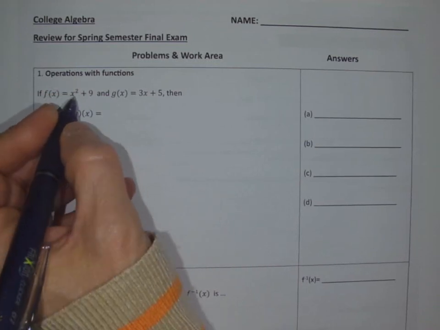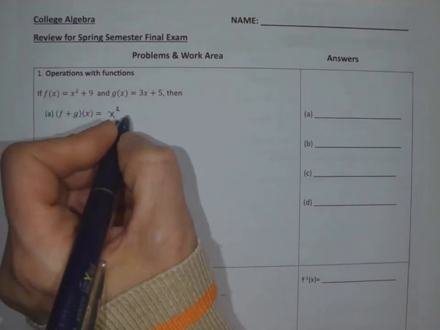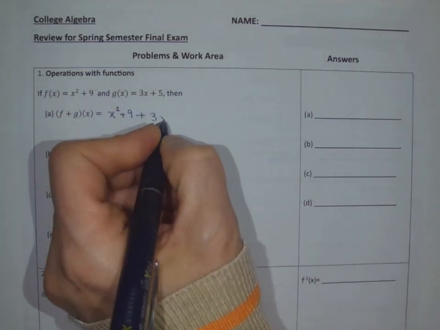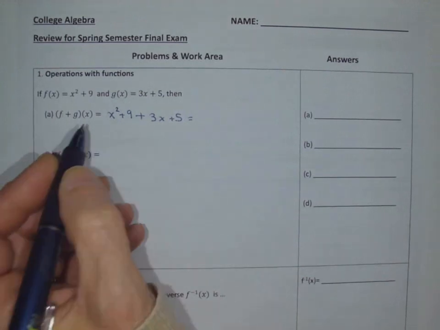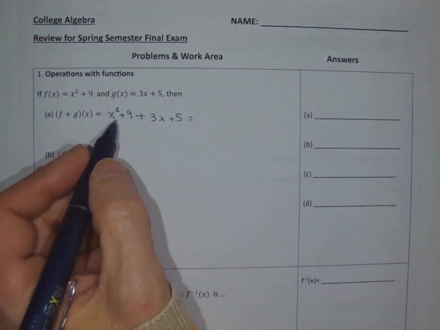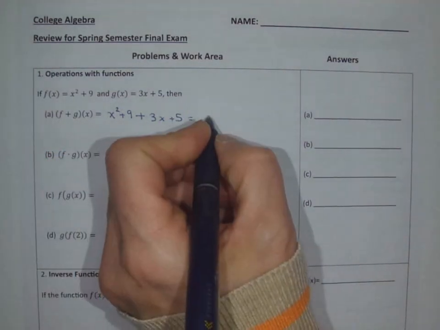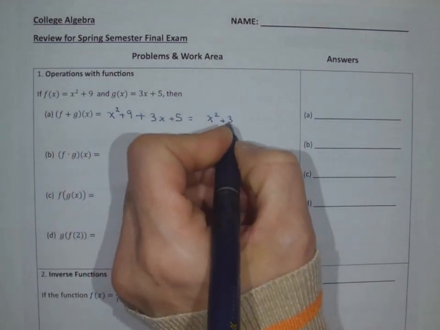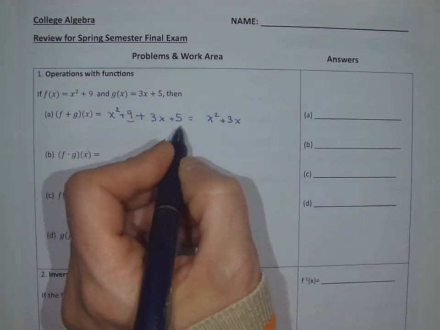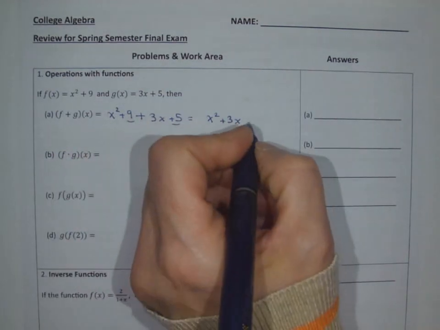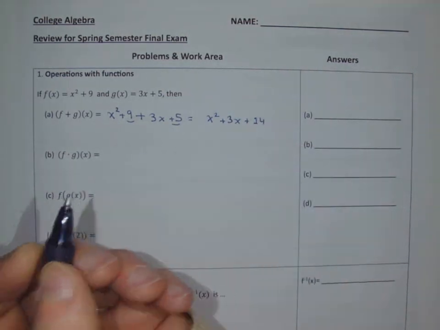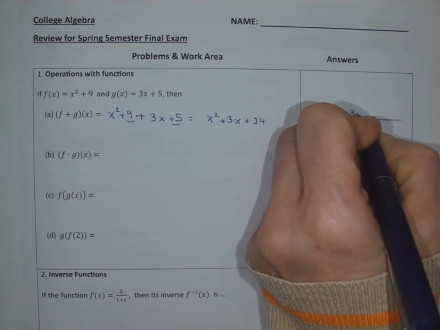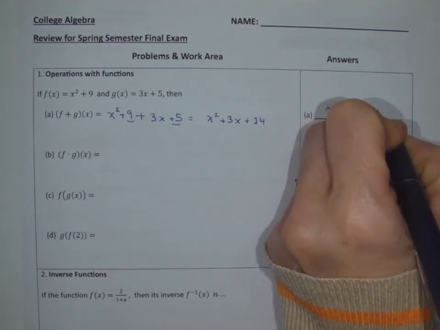When you're adding functions, all you do is you take your f function, write it down, plus your g function, write it down. And at this point, you're just looking for like terms. Well, there is no other x squared term, so that's the only one we have. Then we only have one x term, linear term, so 3x. And then I have a 9 and a 5 that are like terms I can combine, plus 14. So my first answer will be x squared plus 3x plus 14.